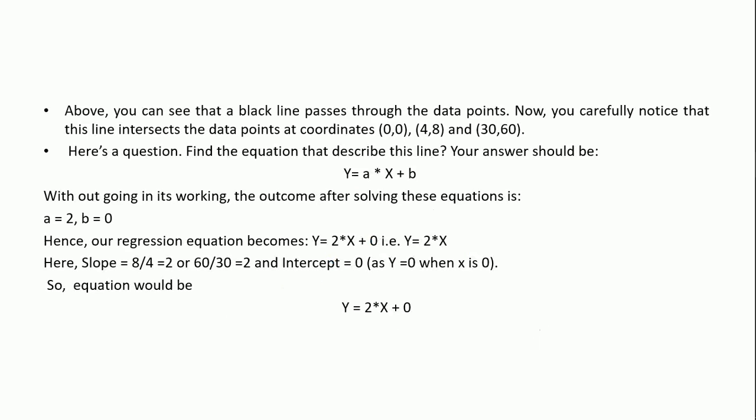As shown in the figure, there is a black line that passes through the data points. There are three data points: (0, 0), (4, 8) and (30, 60). If we have a question like "find the equation that describes this line," we have to find the relation between y and x. So we'll first write y is equal to a into x plus b.